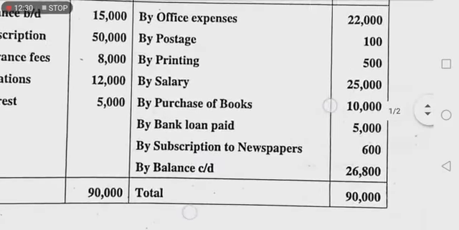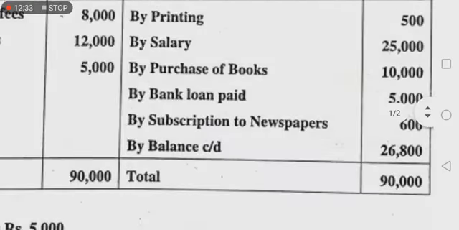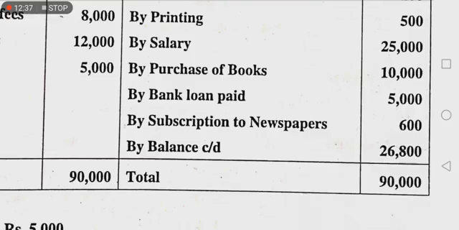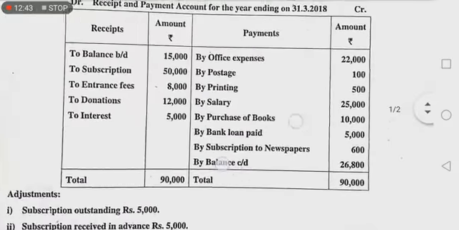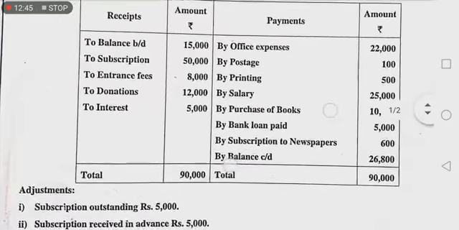The next transaction they have given is the bank loan repayment, that is 5,000. But a bank loan is a kind of liability, so it is also not recorded under the expenditure side. It is treated as capital in nature.